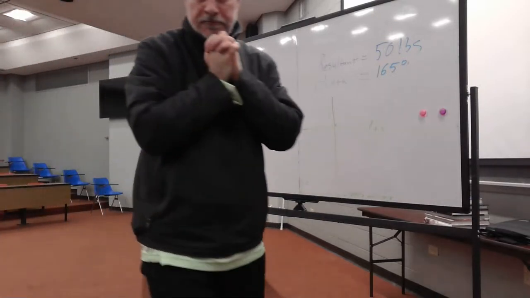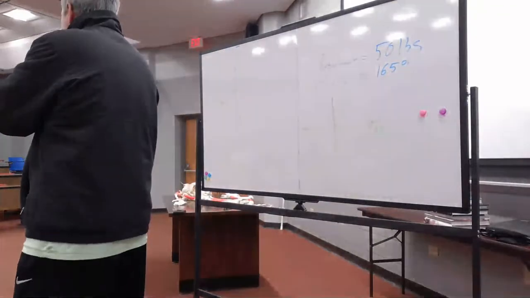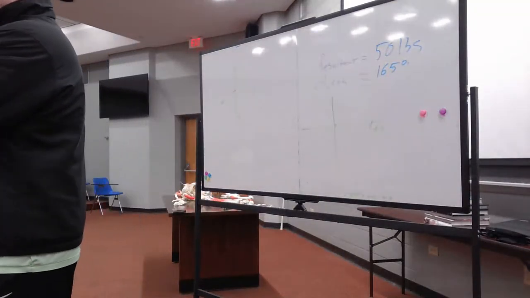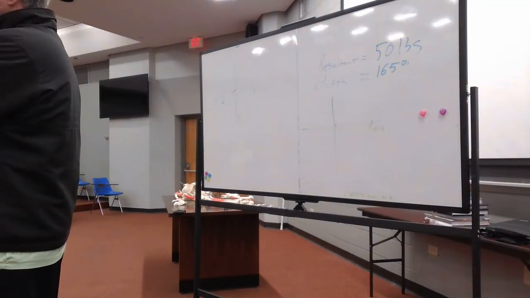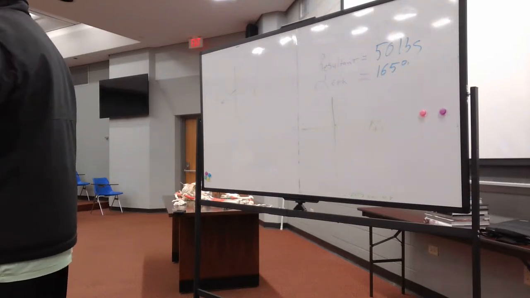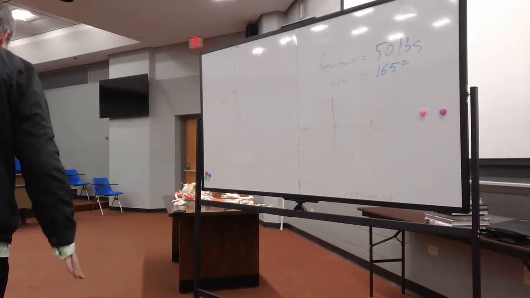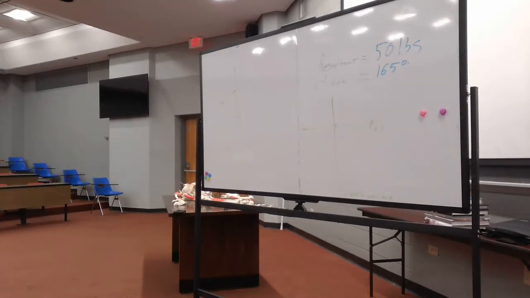Okay, how about this one? Get into groups. Well, it doesn't have to be, but let's do small groups. And if you're a lone wolf, that's cool. I'm a lone wolf too. But we're going to do a simple vertical jump, or a standing broad jump. So in other words, we're going to go up and across. Okay.